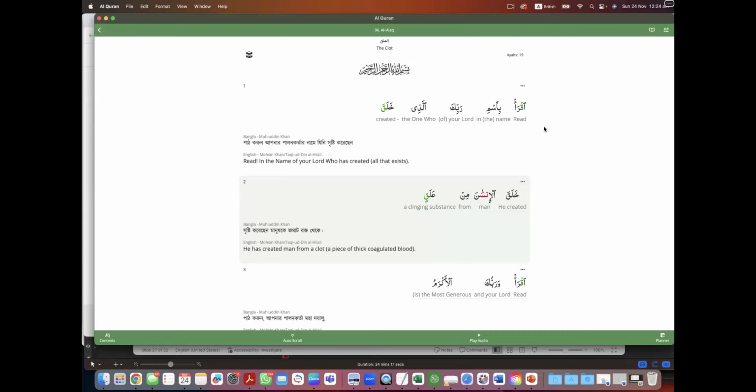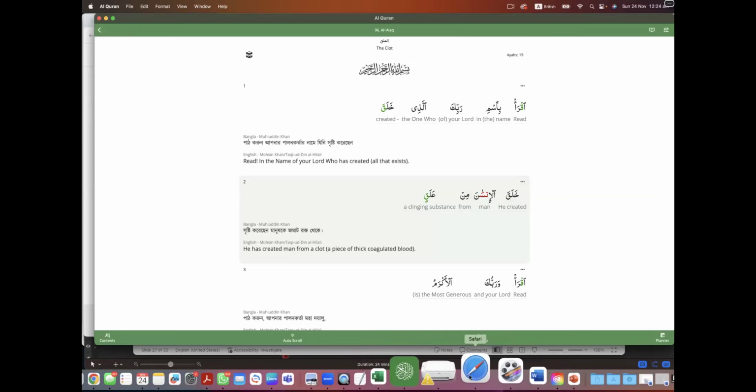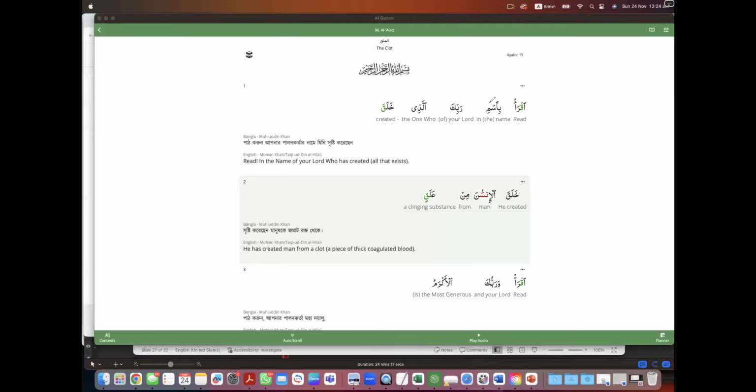How do we prove it? The next ism, Rabbi, I can see. Ismi, Rabbika. Again, this is a chain of mudaf, mudaf ilayhi, understand? Chain of mudaf, mudaf ilayhi. So 1, 2, 3. Bismi rabbika.